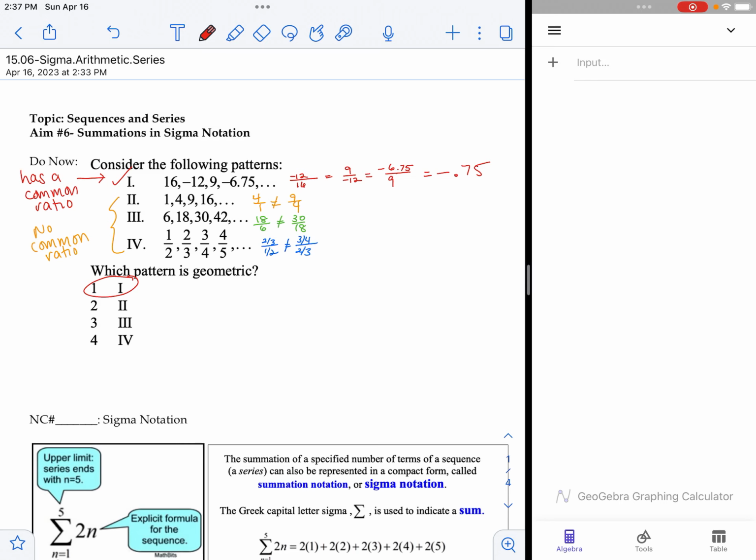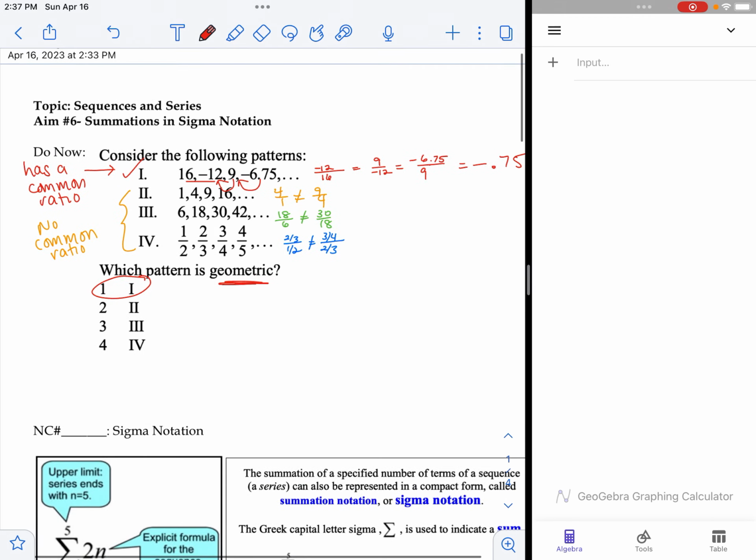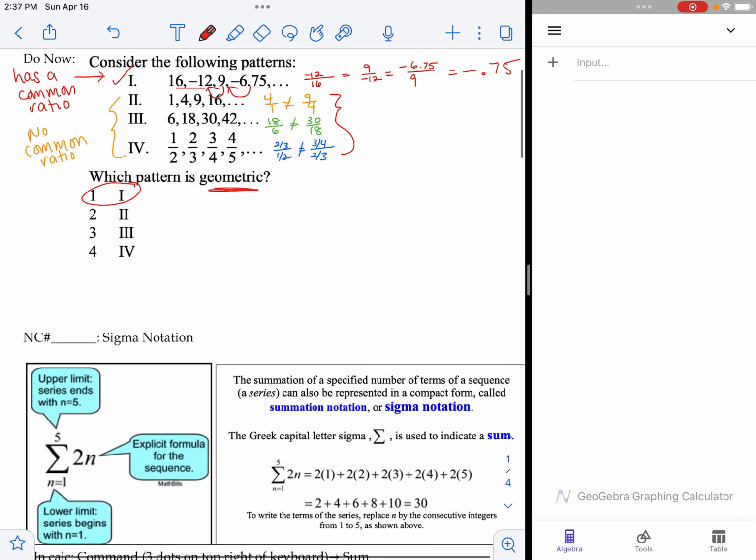So the do now, just to remember what a geometric sequence is, that means there's a common ratio. For each, I took the second term, divided it by the first, the third term divided it by the term before it, took each term and divided it by the term in front of it. In the first case, those quotients were all equal to negative 0.75. In choices 2, 3, and 4, the first two ratios were not even equivalent, so therefore there's no common ratio, and it was just choice 1.